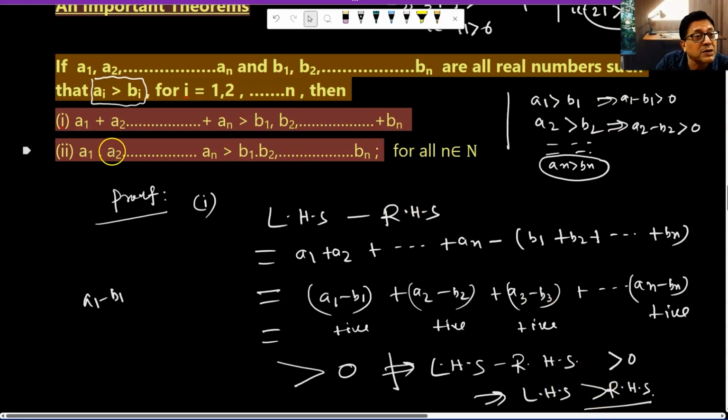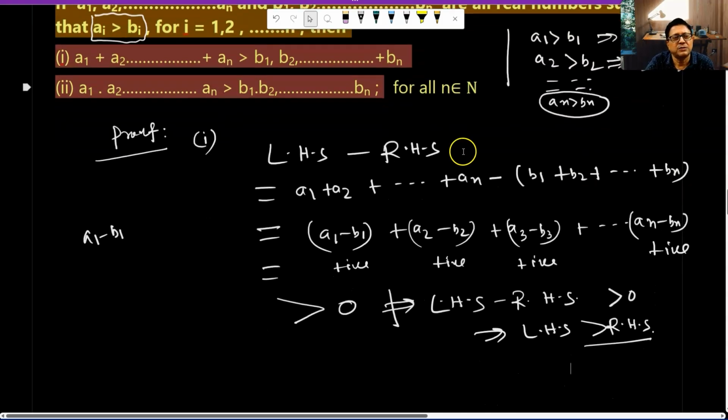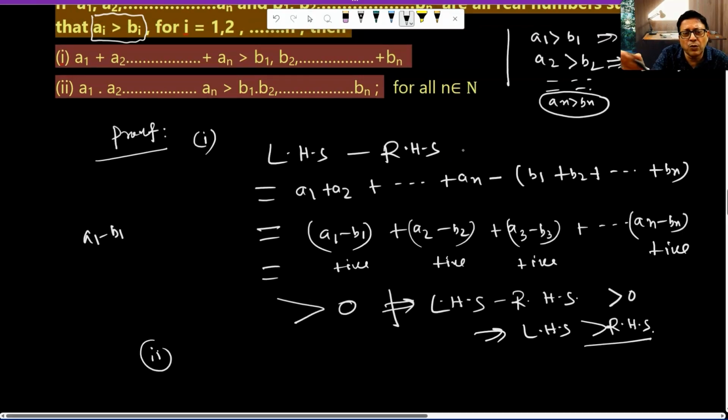The theorem has two parts, I showed you. First part done. Second part, how do you prove that their product is greater than B1, B2, Bn like this? It's a very interesting proof. Let us do this also. Proof of number 2. To prove number 2, I don't take all into consideration. I will be taking 2 only.